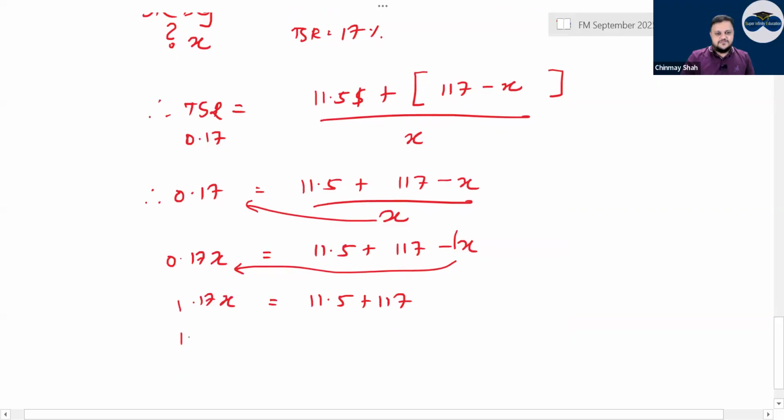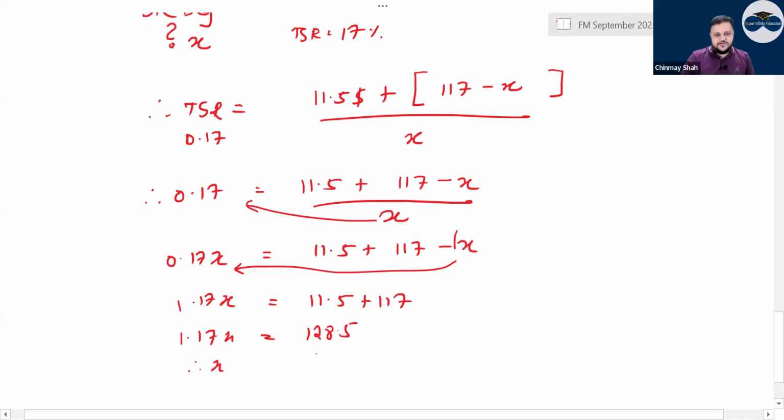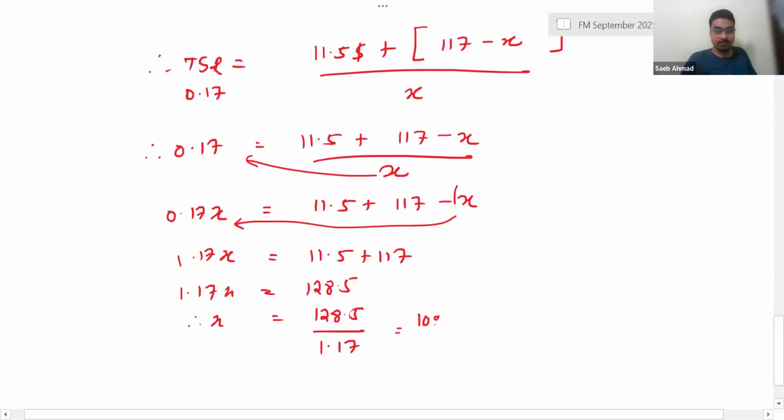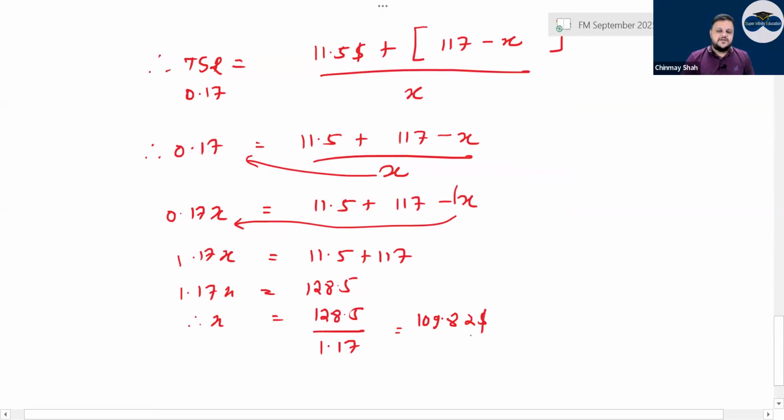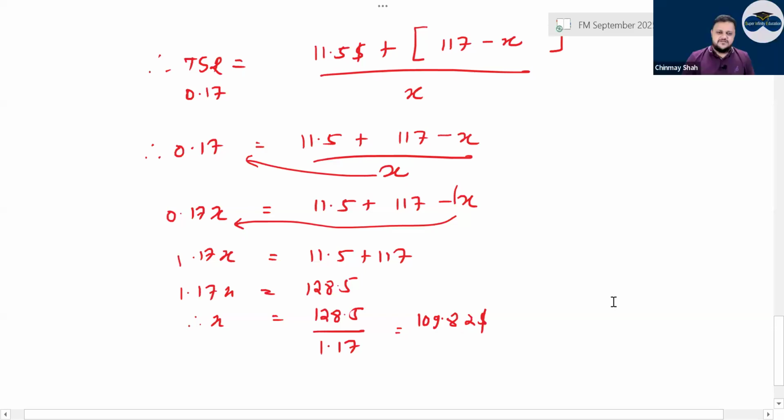Therefore, 1.17X is equal to how much? 128.5. Therefore, X is equal to what? 128.5 divided by 1.17 or multiplied by 1.17? It is a multiplier when it comes here, so what will happen? Divide by. So how much is it now? 109.8. Okay, correct. Everybody getting this answer? It will become 109.8, whatever.